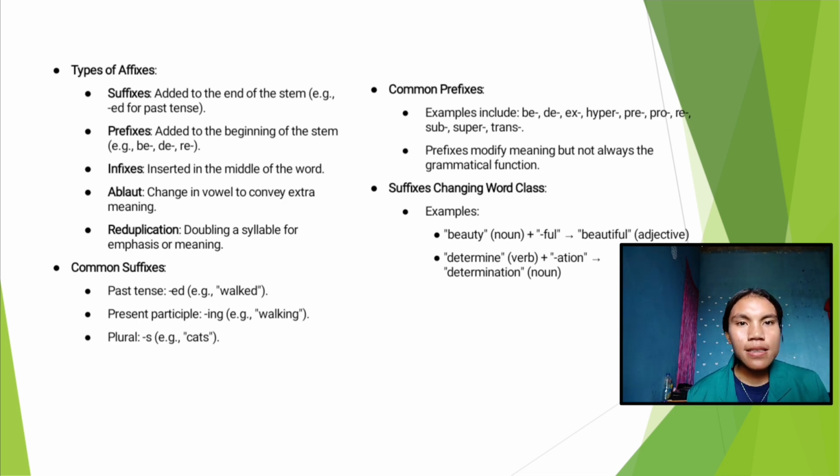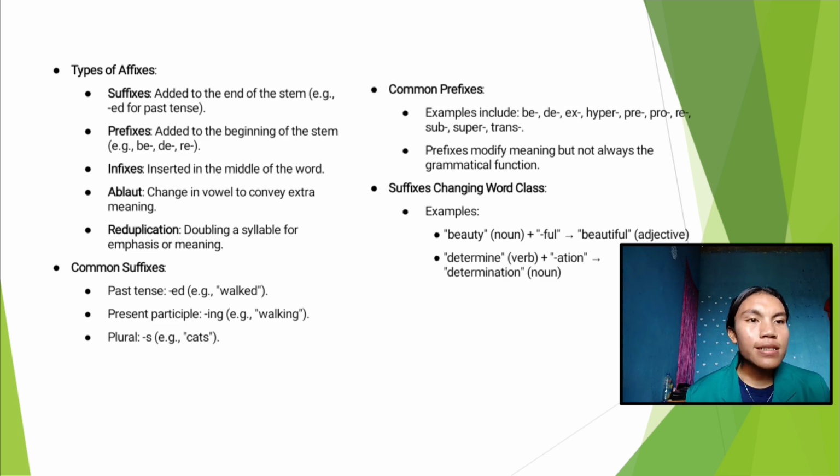Common suffixes: past tense, for example, ed, verb and present participle, ing, being walking, and plural, s, for example, cats. Common prefixes. Examples include ex, hyper, pre, pro, re, sub, super, trans. Prefixes modify meaning but not always the grammatical function.